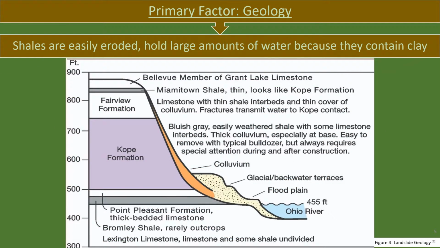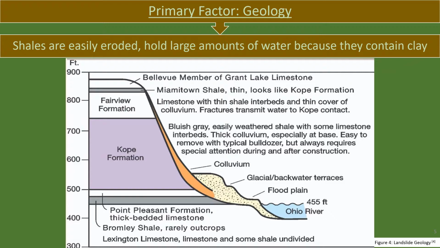One major factor of landslide occurrences is the geology of an area. The geology of an area can include the soil, bedrock, outcropped areas of bedrock, and hilly and mountainous areas. These formations or layered deposited materials can be composed of many different types of rocks. In this case, shales are known to easily erode and can hold large amounts of water because they contain clay.